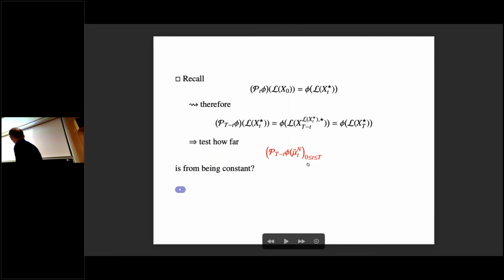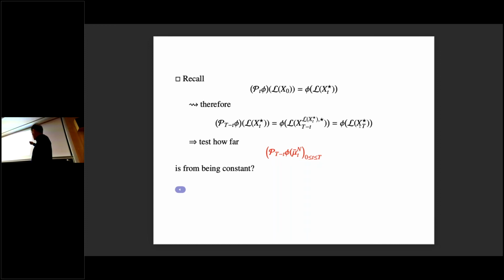Yes, exactly. This is just to say that if you take the semigroup, PT of phi of the law of x0 is phi of the law of xt. Now, if you make a shift in time, so if you have the semigroup at time capital T minus little t, and you let it act on the law of xt, since this is a semigroup, at the end, this will be phi of the law of x capital T. So you see that this is additive, meaning that you just add time t, and then there is another increment of time, capital T minus little t. And so this is indeed phi of the law of x capital T. So this is independent of little t, which is exactly what I told you. If you test your semigroup along the characteristic, then you get something that is constant in time. So this is for the true solution of the McKean-Vlasov equation.